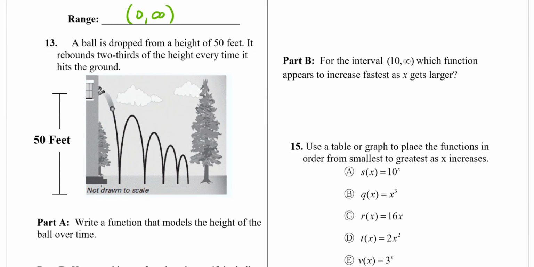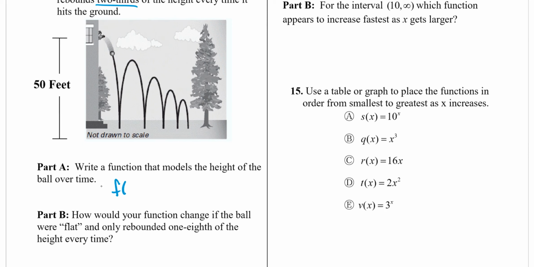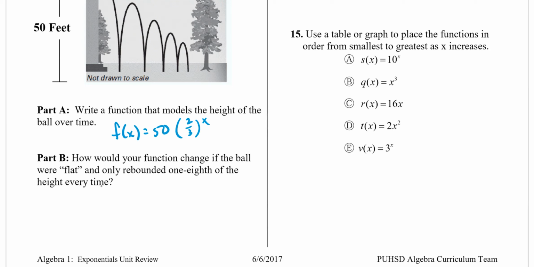13, a ball is dropped from a height of 50 feet. It rebounds 2/3 of the height every time it hits the ground. Write a function that models the height of the ball over time. So f of x equals the starting height, which is 50 feet, times the ratio. Well, the ratio is that it goes back up 2/3 of the original height to the x power. There's my function. Part B, how would your function change if the ball were flat and only rebounded 1/8 of the height every time? Well, that'd be f of x equals 50 times 1/8 to the x power.